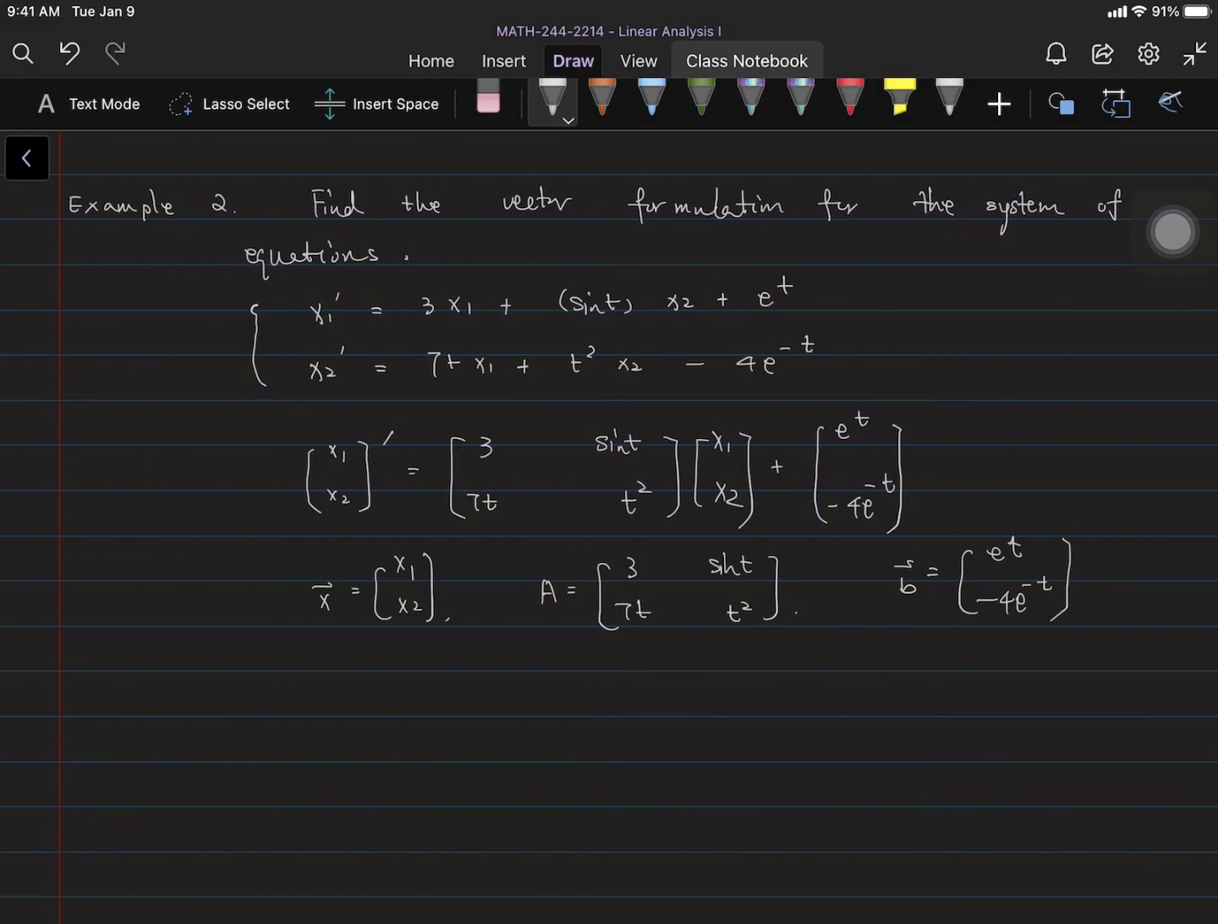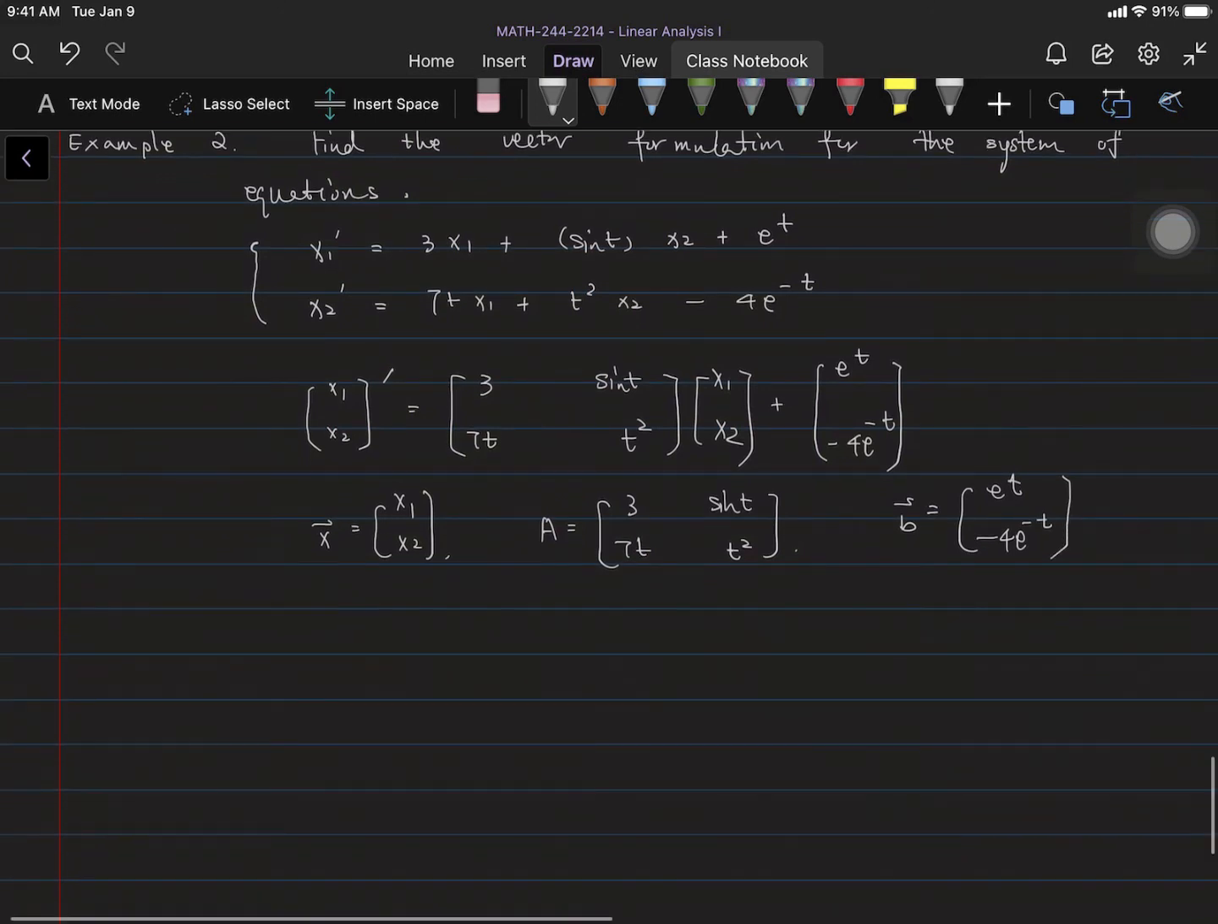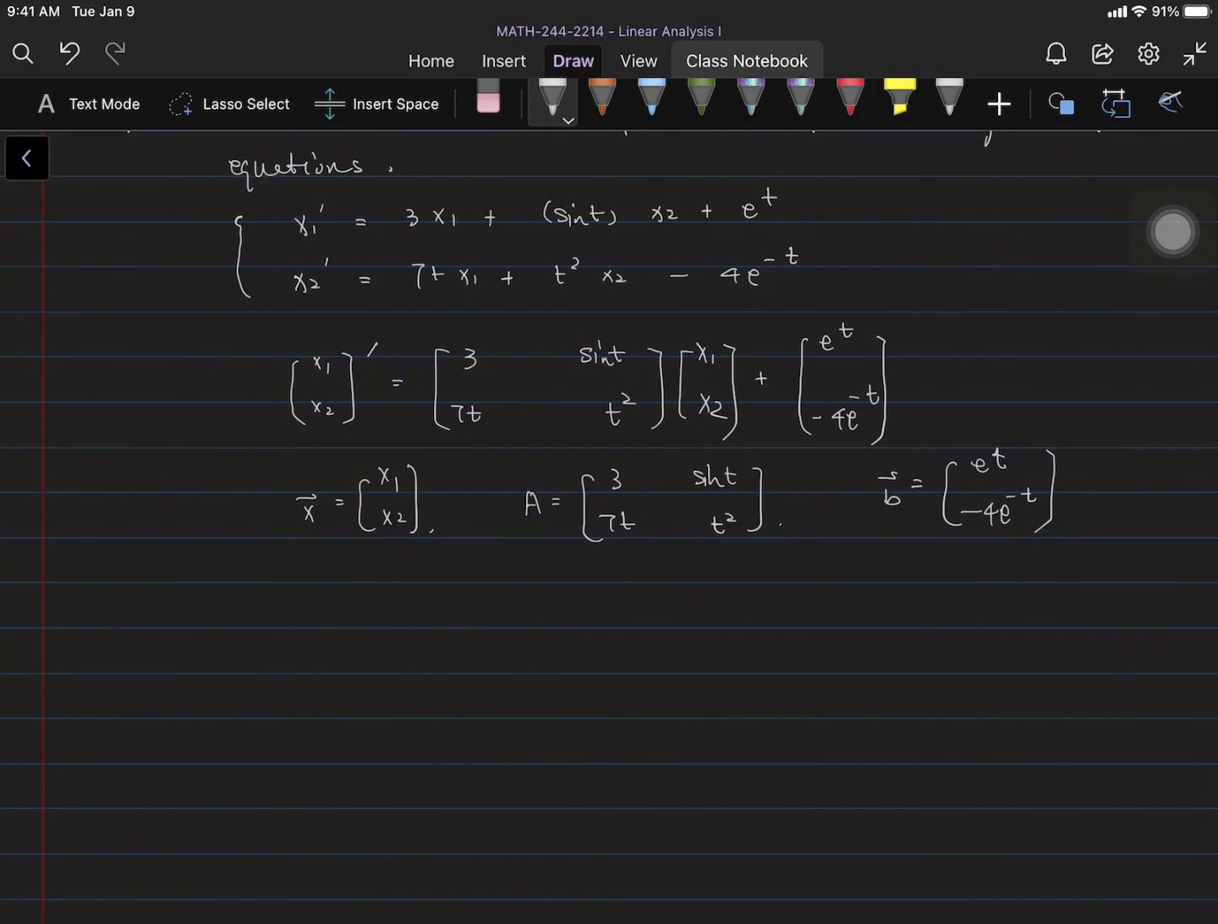Okay, so in the midterm, we may have a similar problem asking you to write down the vector form. You can either write it this way, or just write down the coefficient matrix A and B, those kinds of things.